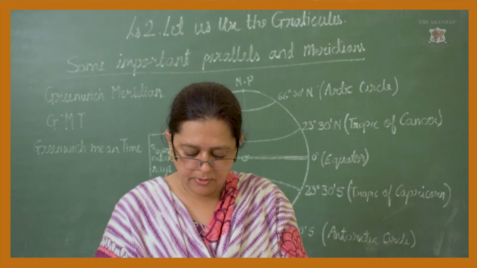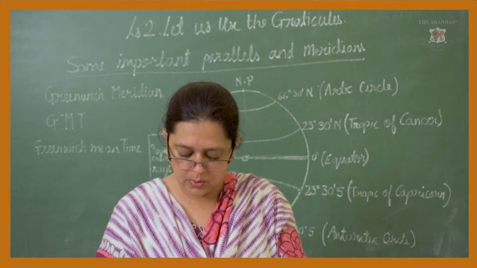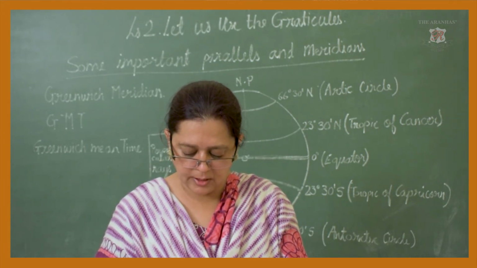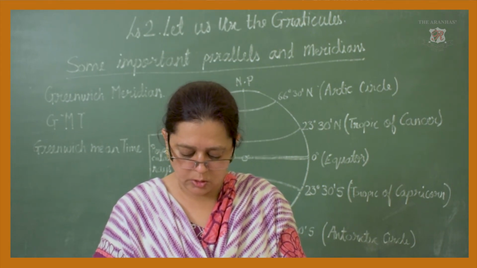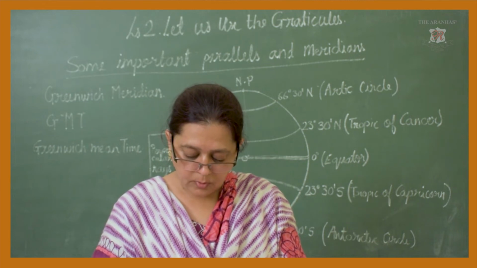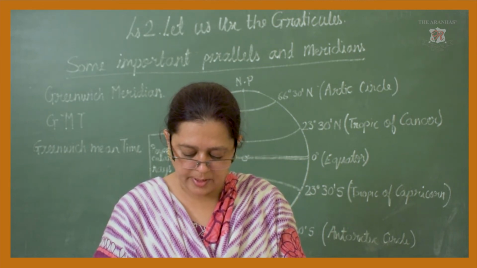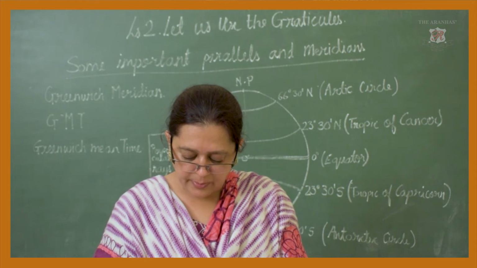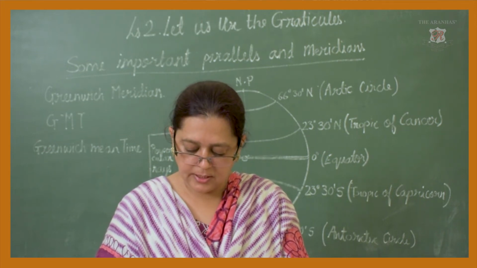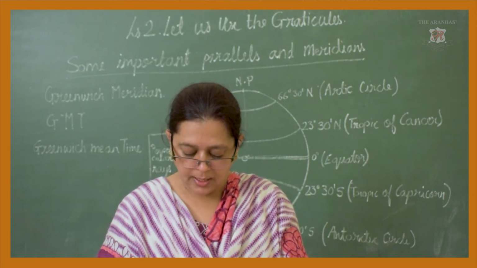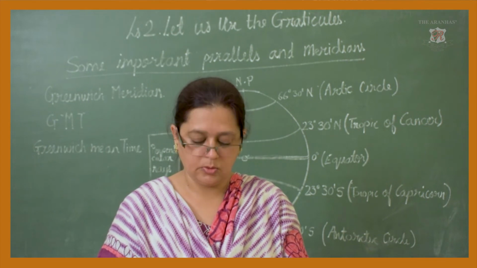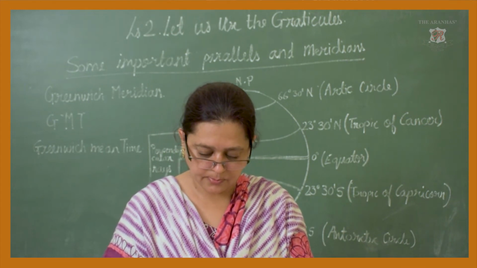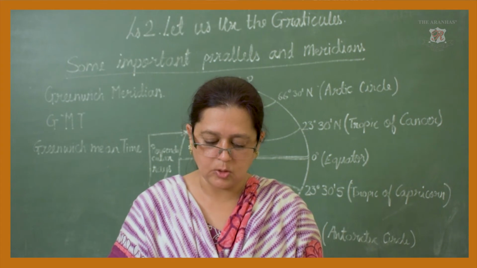73 degrees 59 minutes west to 34 degrees 47 minutes west longitude would be the longitudinal extent of Brazil, which spreads from 5 degrees 15 minutes north to 33 degrees 45 minutes south latitude. Okay? Now go to the third question.